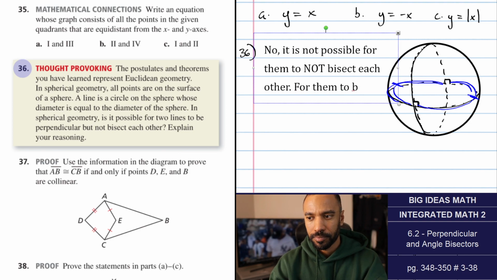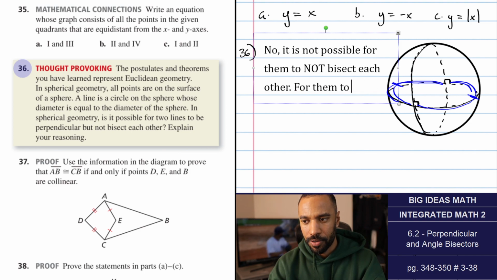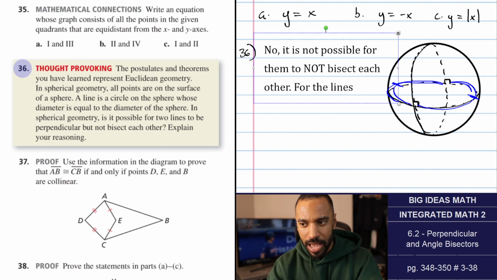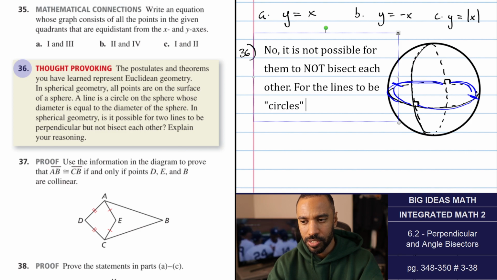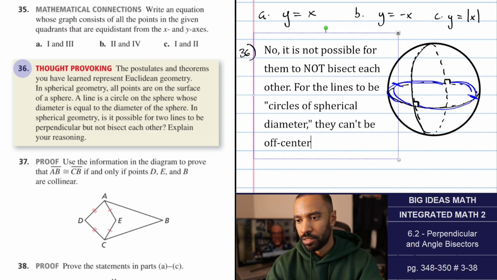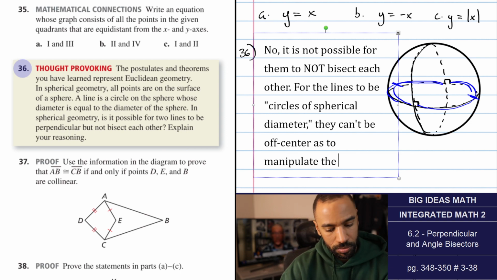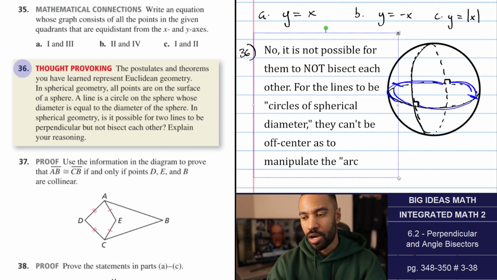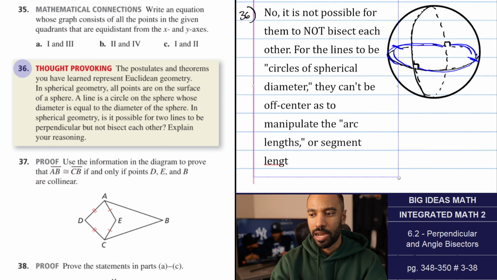For the lines, so they call them lines or circles, for the lines to be circles of greatest diameter, I'd put that in quotes, of the spherical diameter, they can't be off center so as to manipulate the arc lengths, or segment lengths, and not have them be bisected.